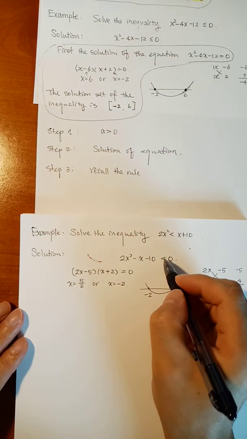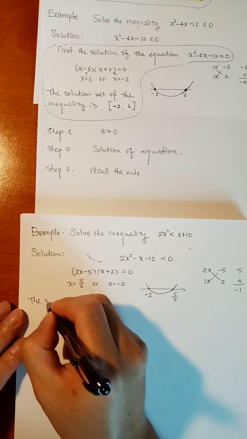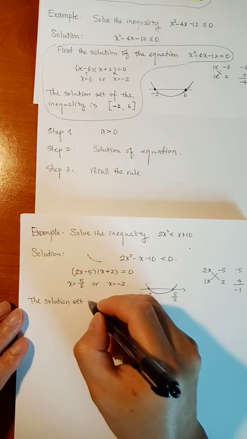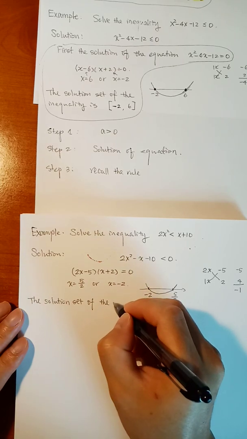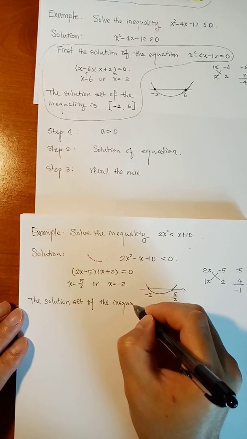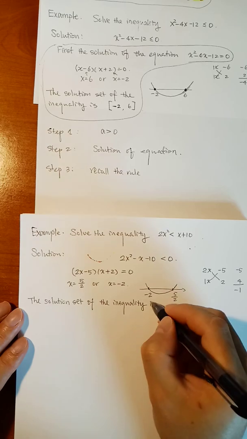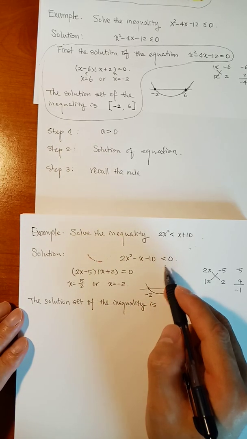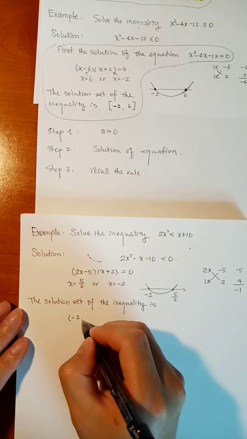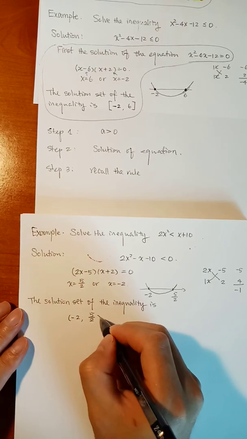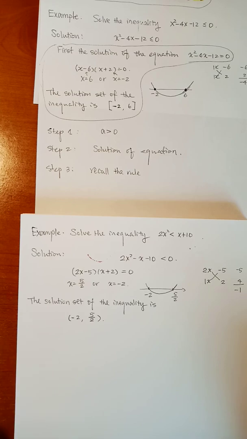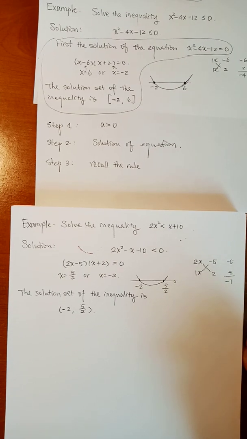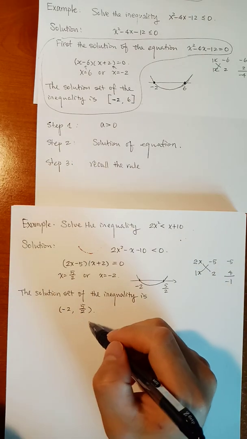So the solution set of the inequality is, here it's strictly less than, no equal sign. So it is from negative 2 to 5 over 2, and that's it. Negative 2 to 5 over 2. Open interval.